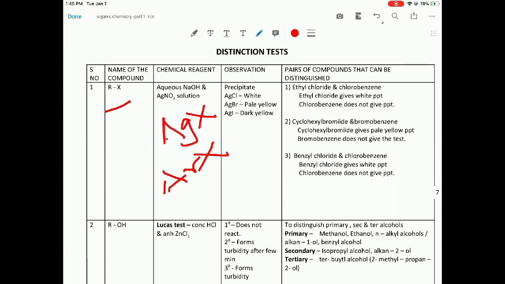Let's check which pairs of compounds can be distinguished by this test. First example, ethyl chloride and chlorobenzene. Ethyl chloride, being an alkyl halide, will give us a precipitate. The chlorobenzene will not respond to this test. Second example, cyclohexyl bromide and bromobenzene. Bromobenzene, being an aromatic compound, will not give a positive test. Benzyl chloride and chlorobenzene. Benzyl chloride is C6H5CH2Cl. Being aliphatic, this will result in a white precipitate, but chlorobenzene will not give this test.